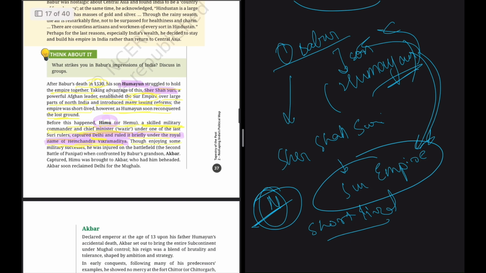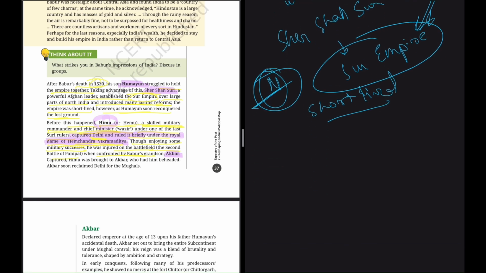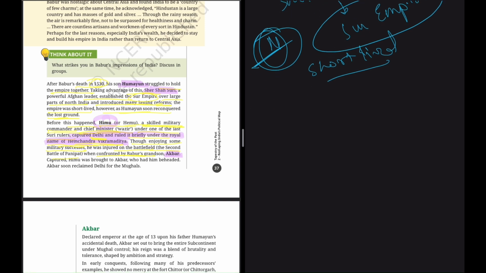Though enjoying some military successes, he was injured on the battlefield of the second battle of Panipat, when confronted by Babur's grandson, Akbar. So even though he ruled for a short period and had good military successes, he was injured in the second battle of Panipat. The first battle was fought between Babur and Ibrahim Lodi, and in the second battle of Panipat, Hemachandra Vikramaditya confronted Babur's grandson, Akbar.